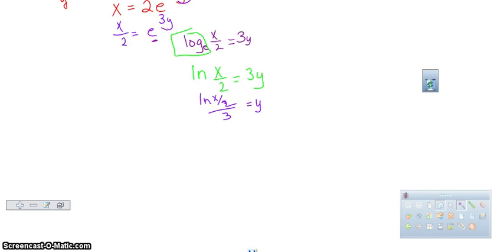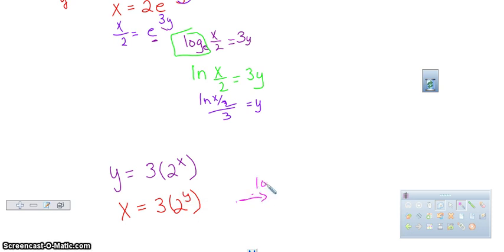Let's try one more. You might see one like this. y equals 3 times the quantity 2 to the x. First of all, switch x and y. So x equals 3 times 2 to the y. And before I can rewrite again, just like we did up here, this one's in exponential form, so I need to rewrite it into log form.